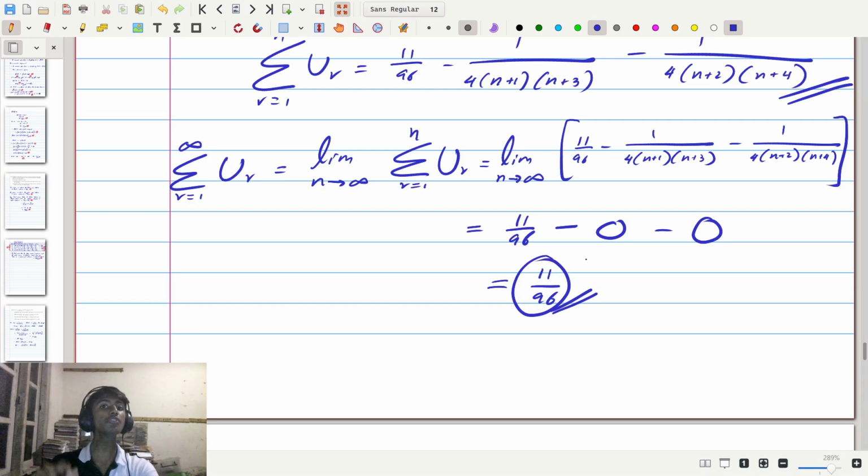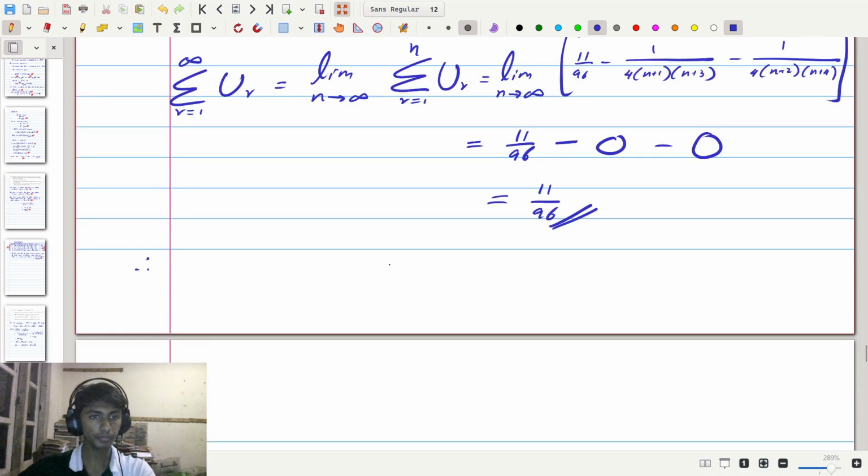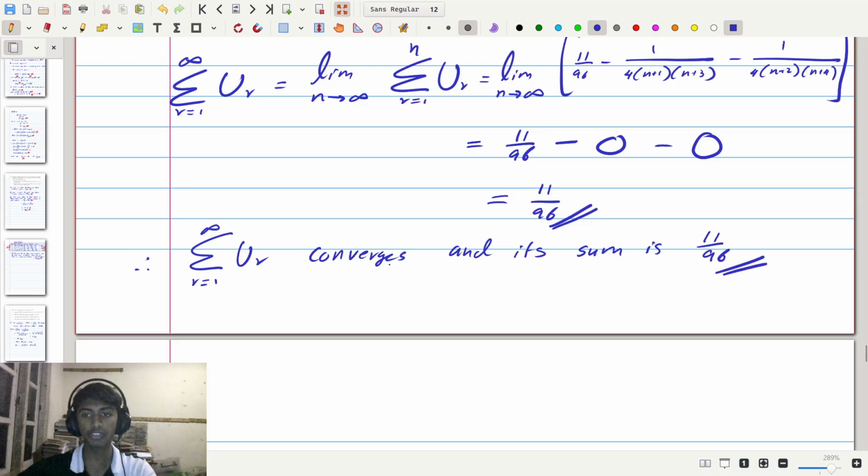Now, since this wasn't infinity or a divergent value that doesn't converge to anything, but instead it was actually a constant, we can say, therefore, the sum from r equals 1 up to infinity of u of r converges, because it didn't diverge, it converged to a certain value, and we can say its sum is 11 over 96. So we can see it did not diverge, it instead converges, and it converges to the value 11 over 96.